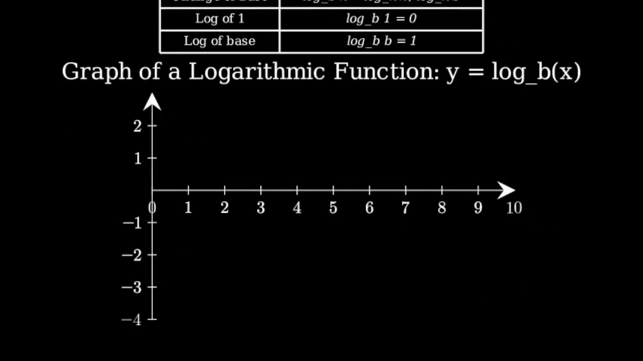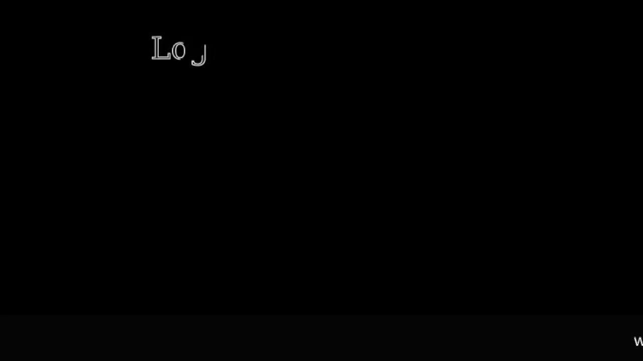Let's consider the case where the base b is greater than 1, like log base 10 of x, also known as the common logarithm. Notice some key features. The domain is x greater than 0. The graph only exists to the right of the y-axis. The range is all real numbers. The graph goes down to negative infinity and up to positive infinity, although slowly.